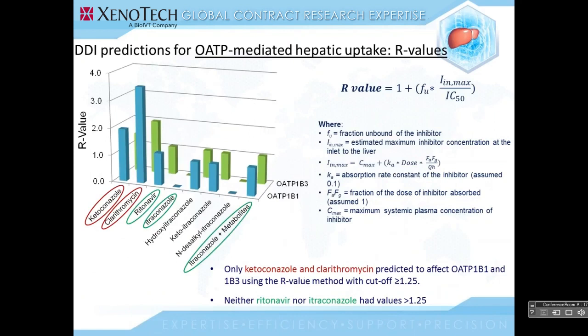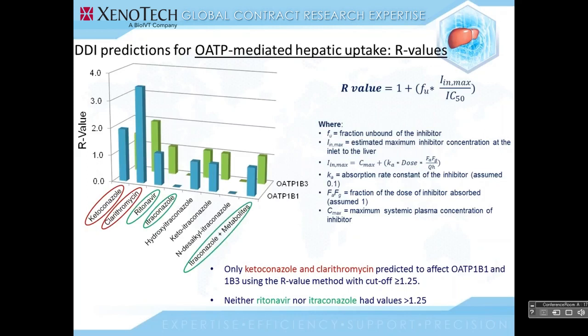The next graph that we have here is looking at DDI predictions for OATP-mediated hepatic uptake, and this is using R values. An R value is defined as 1 plus the fraction unbound times the maximum concentration at the inlet to the liver over the IC50. The cutoff for this is 1.25, so any values greater than this would indicate the potential for a clinically relevant interaction at that drug transporter.